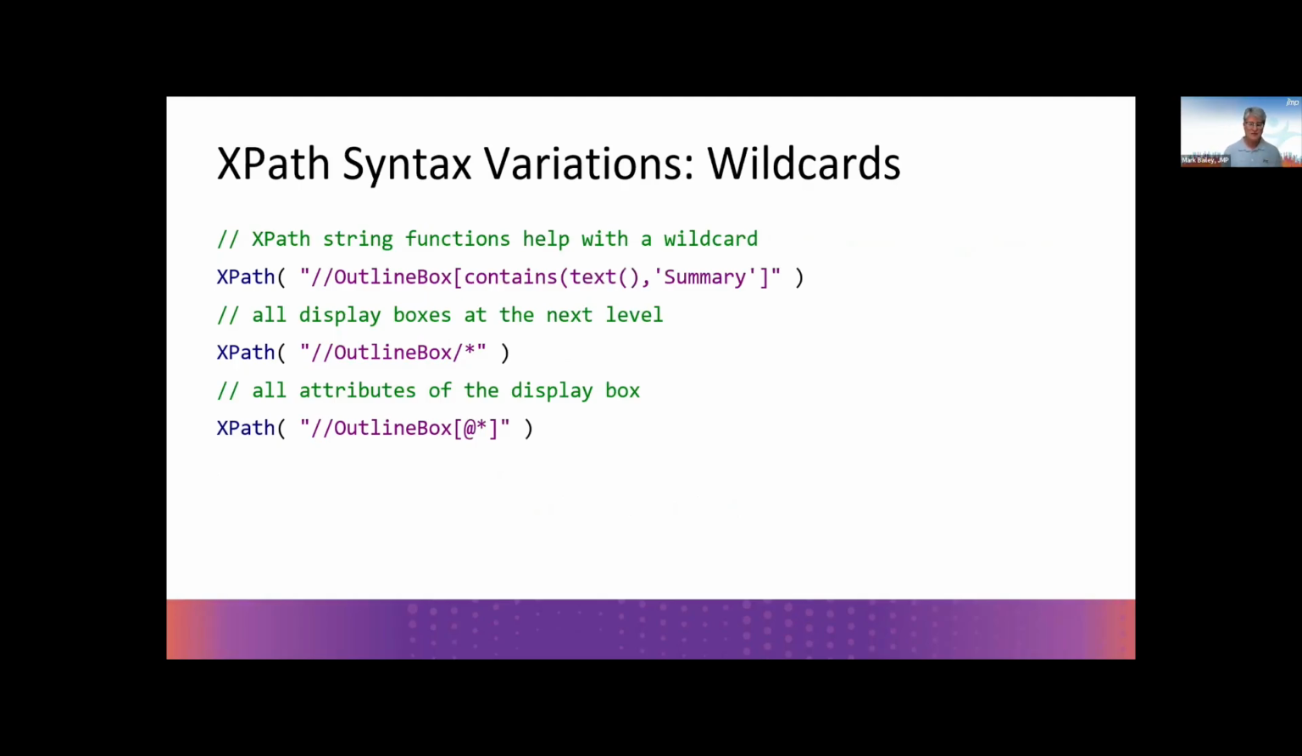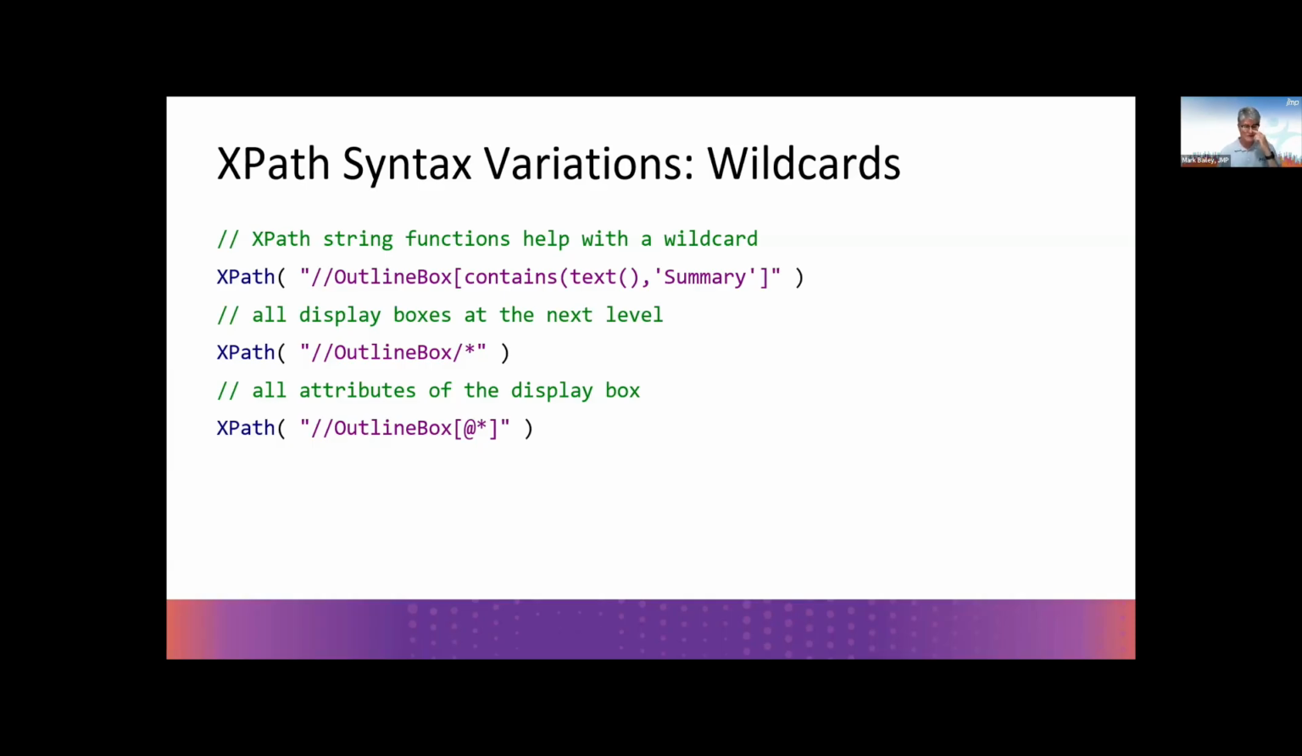Along the same lines, we have wildcards, which allow us to specify some but not all of the details about a search. So I want to look for an outline box, any outline box with a title that contains the word summary. The title could be the word summary. It could be a title like summary of fit. It'll find all matches. We can also use this to match all nodes at the next level. So outline box / will return all of the display boxes within all of the outline boxes.